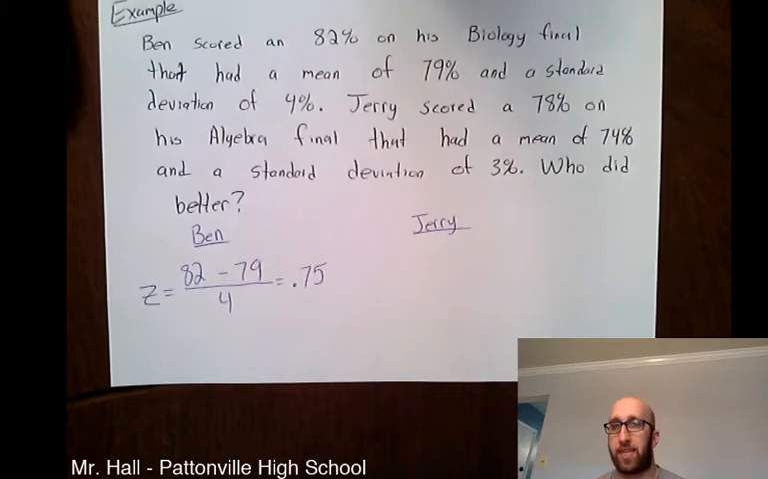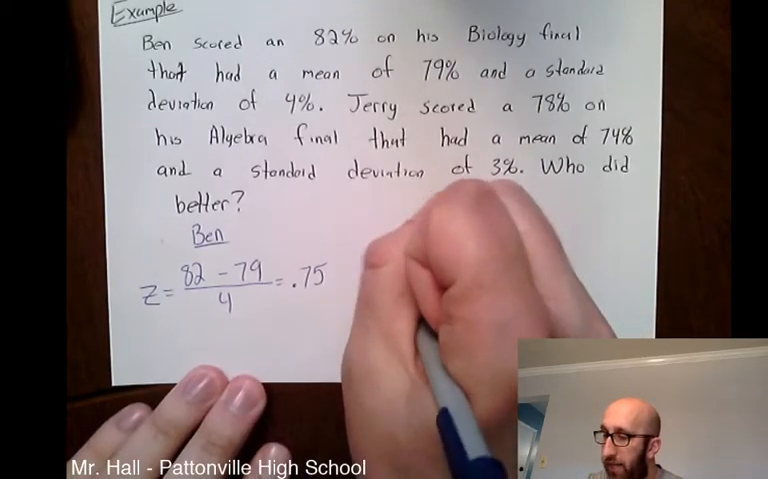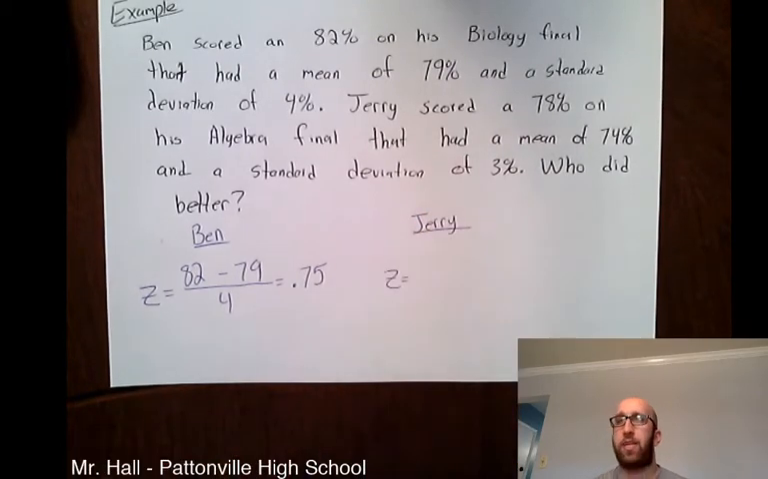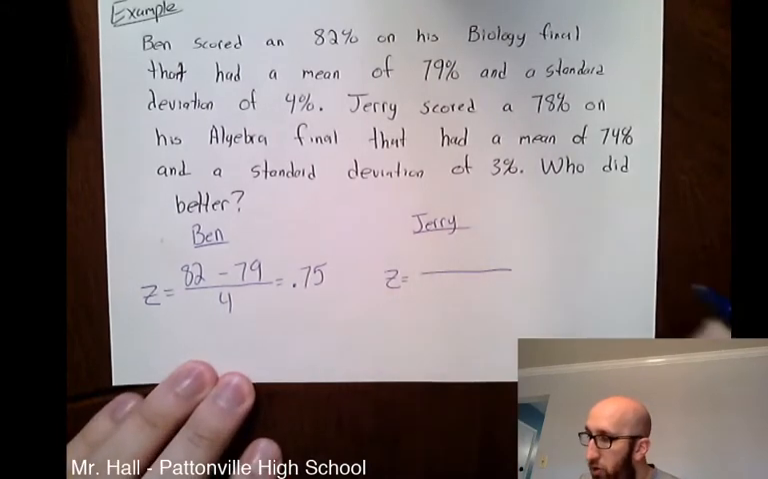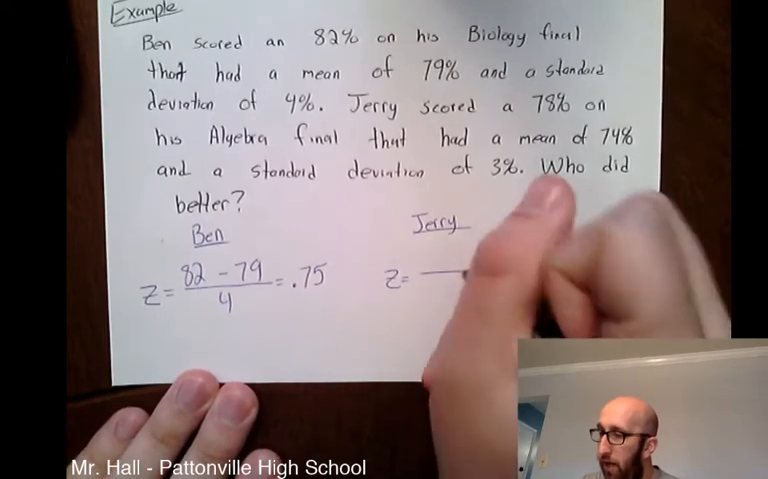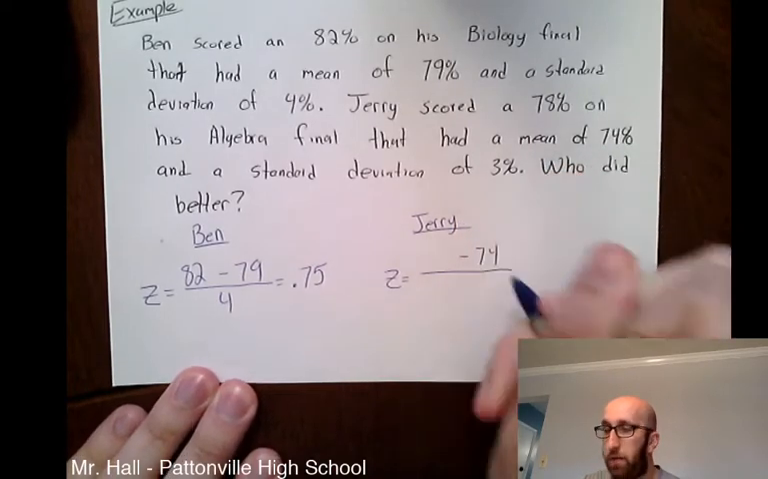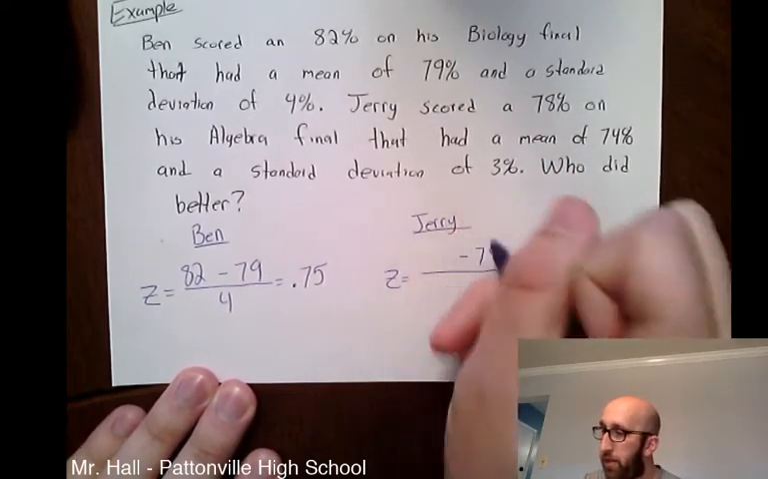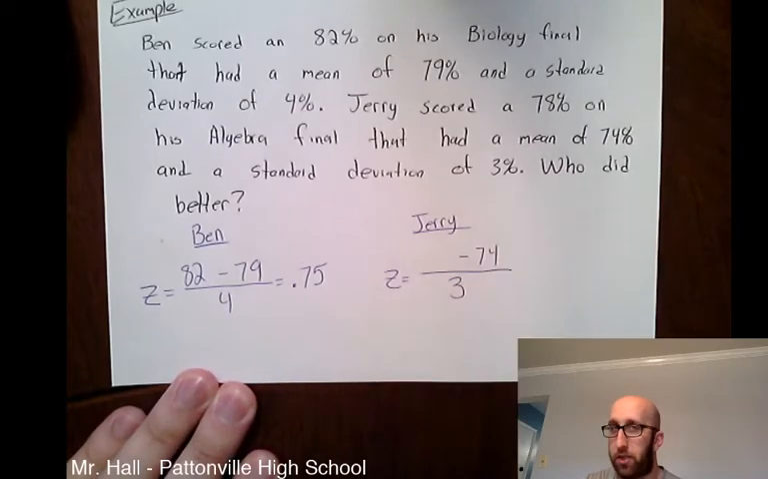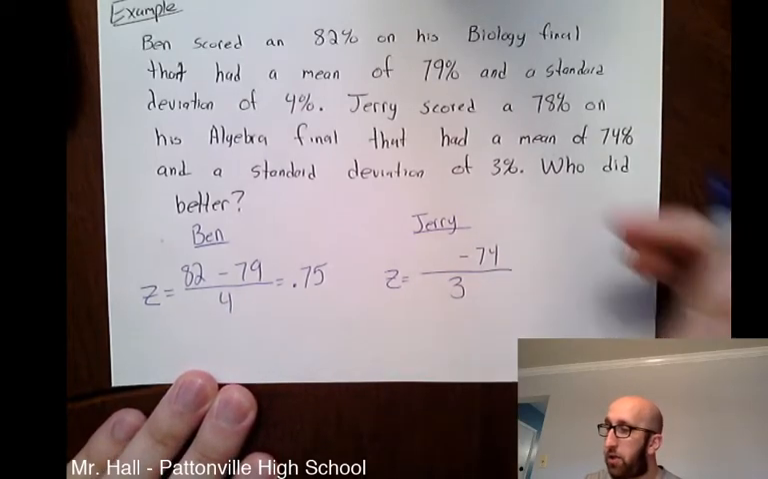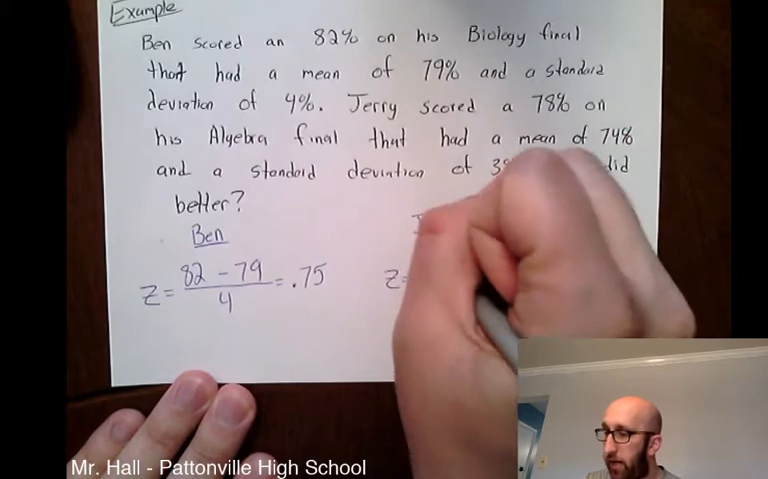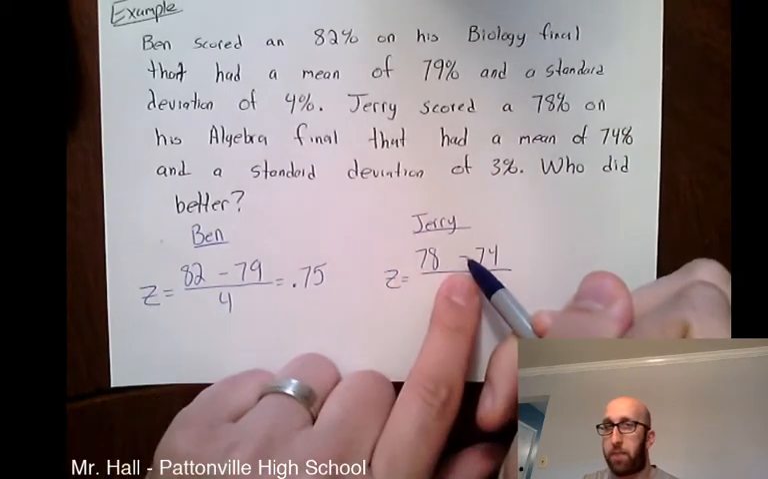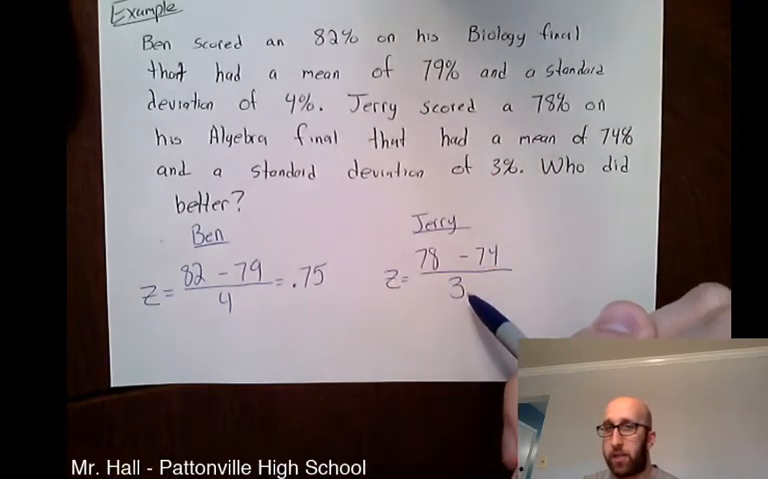We're going to do the exact same thing with Jerry. We're going to calculate his z-score, and then we're going to see how their z-scores compare. So for Jerry's algebra final, they had a mean of 74, so I plugged in the mean. Standard deviation of 3%, so I plugged in the standard deviation. Jerry's observed score was a 78, so observed minus the expected divided by the standard deviation.